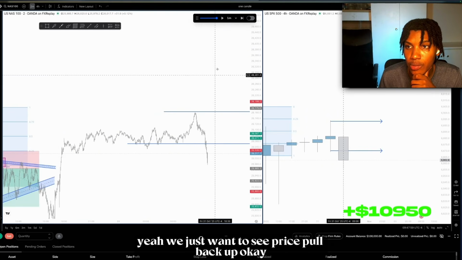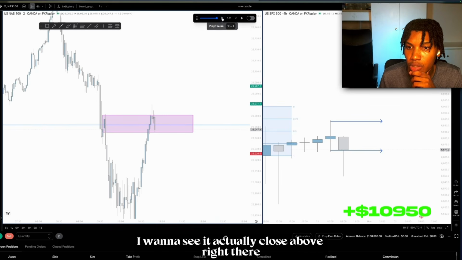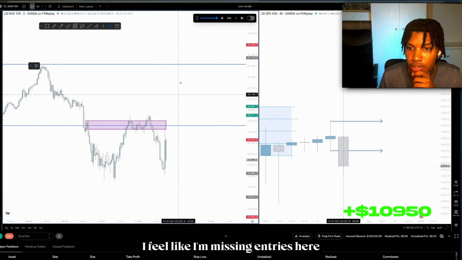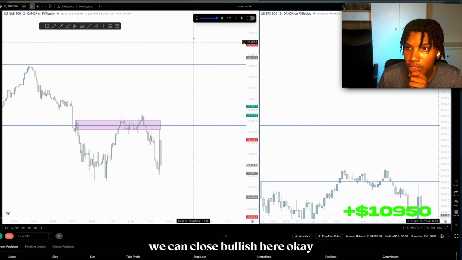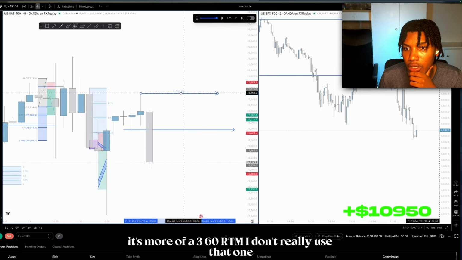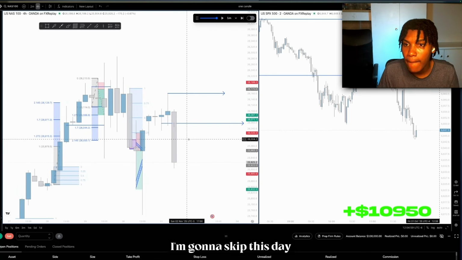Yeah, we usually want to see price pull back up. Okay, we didn't close above this breaker block. I want to see it actually close above right there. Right, wait for close. Okay, I feel like I'm missing entries here. I feel like I'm being baited into a position. Okay, we can close bullish here. Okay, I don't know what's going on this day. It's more of a 360 RT. I don't really use that one. I don't really use it a lot. I can see why price would want to use it. I'm gonna skip this day.